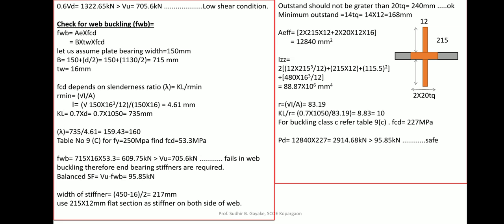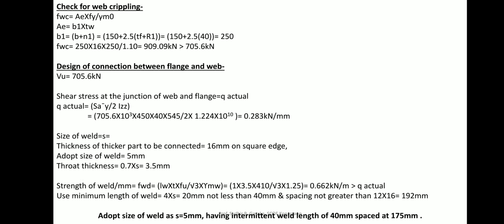Already you have adopted a principle for calculation of shear stresses, that is S A y bar divided by I B, but for a rectangular section B is 2 times, and the same values are considered here: S A y bar divided by 2 times I_z. S is the maximum shear force 705, the area above the junction is 450 into 40, and y bar is 545, divided by 2 times the moment of inertia. So we are getting about 0.283 kilonewton per mm. This is the amount of shear stress occurring exactly at the junction of web and flange.